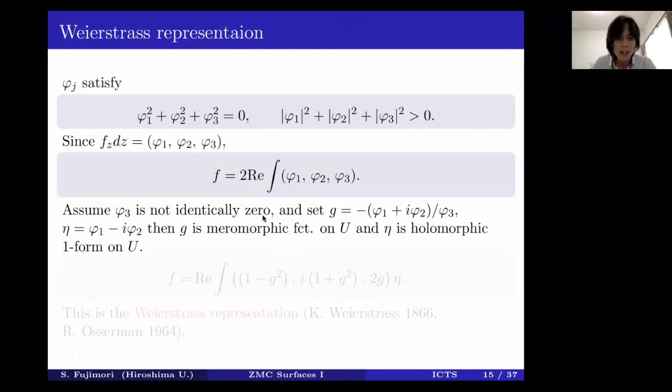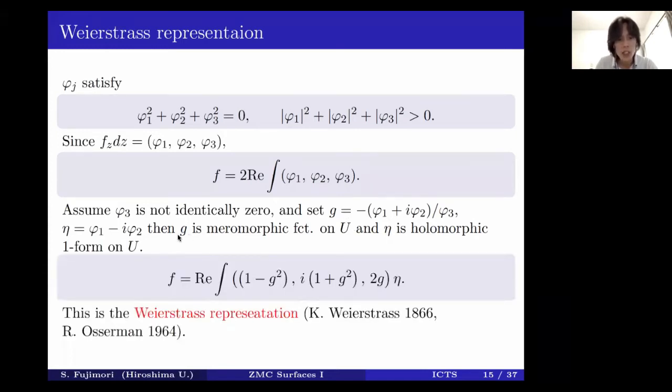If phi 3 is identically 0, then the third component of the surface becomes constant, and the surface becomes a horizontal plane. So we assume phi 3 is not identically 0, and we set g this way and eta this way. Then g is a meromorphic function on U, and eta is a holomorphic one-form on U. And using this g and eta, we have this expression. And this is the Weierstrass representation formula.